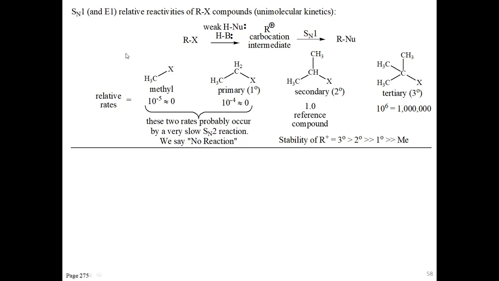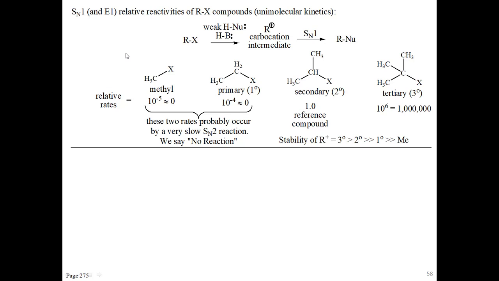It doesn't have anything to help it, stabilize it. We don't have any R groups to inductively donate. If I put one methyl on there, then I can inductively donate in to that primary carbocation, but that's still not good enough. So the rate for doing SN1 reactions of these guys is way too low. We just say no reaction. Okay, well, this is a good thing, because if you have a neutral base nucleophile, then methyl and primary, there's no reaction.